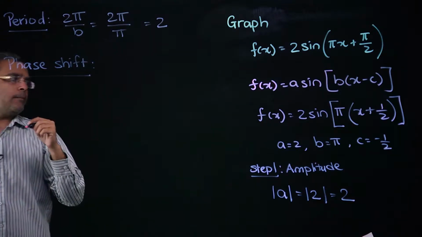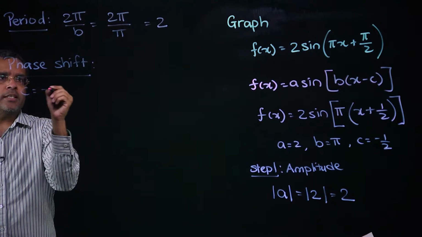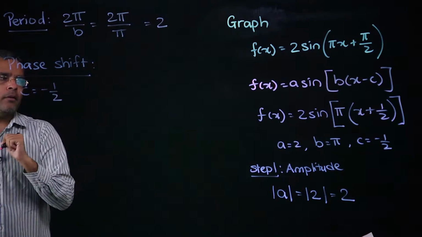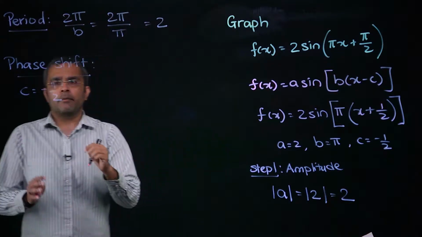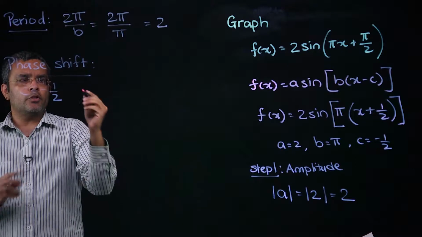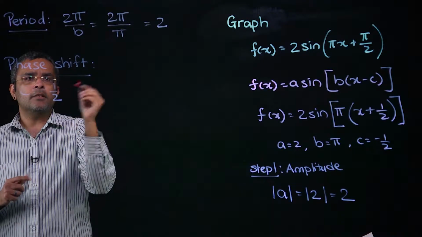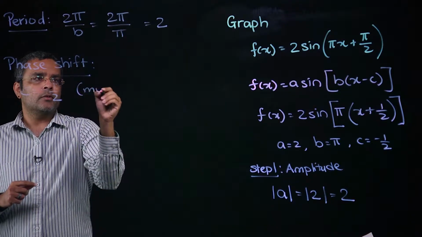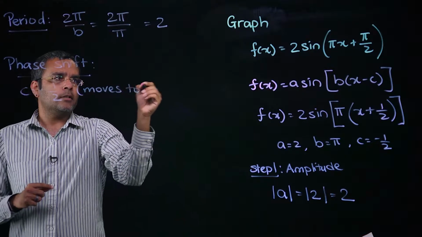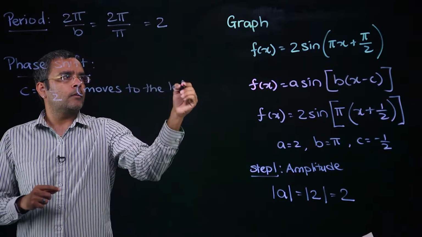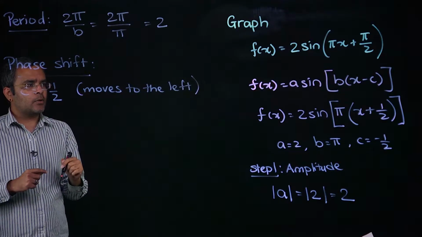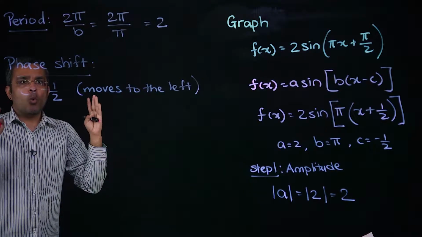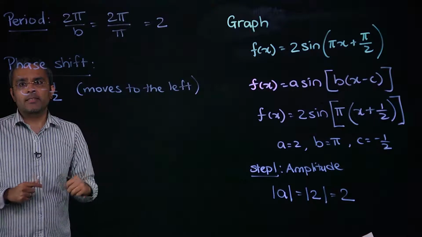The phase shift is given by c, which is negative 1/2, which means that my graph has moved to the left. Okay, so I have the basic pieces of my information here. What I need to do now is figure out what my interval for one cycle is going to look like.